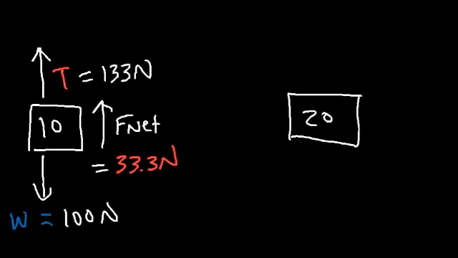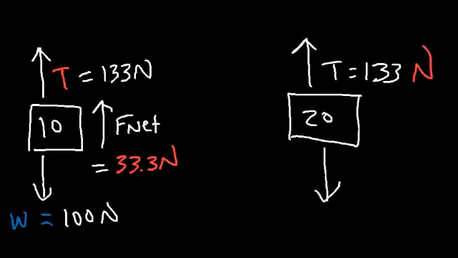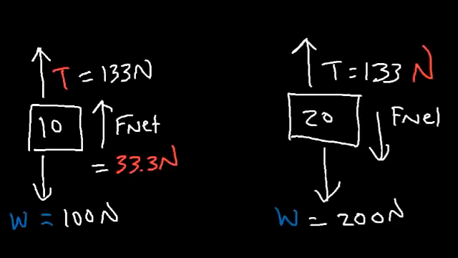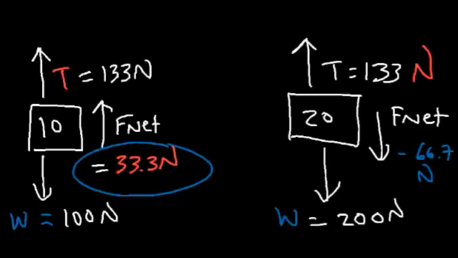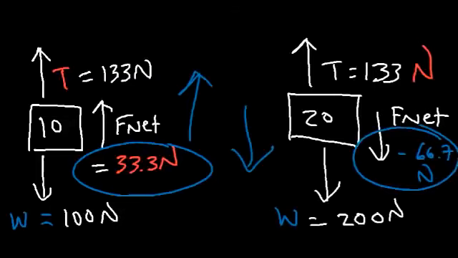In the other example, the tension force, which was also 133 newtons, was less than the weight force. And so the 20 kilogram object descended in a downward direction. And the net force was also in the downward direction, with a value of negative 66.7. I just want you to understand how these forces relate to each other and why they work the way they do. So if the net force is positive, the object is accelerating in the upward direction. If it's negative, it's descending in the downward direction.